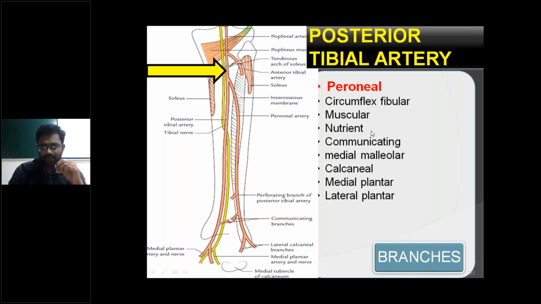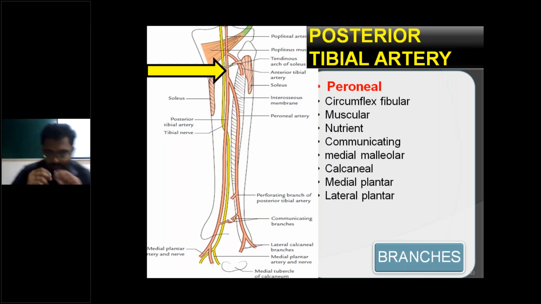nutrient artery. Very important. What is the importance of the nutrient artery? It is the largest nutrient artery in the body. The nutrient artery arises from the posterior tibial, enters the nutrient foramen of the tibia, and supplies the tibia. So the largest nutrient artery of the body is the nutrient artery of the tibia.